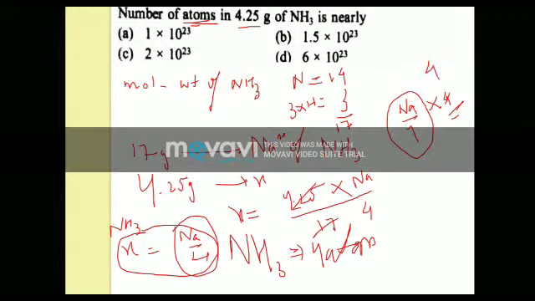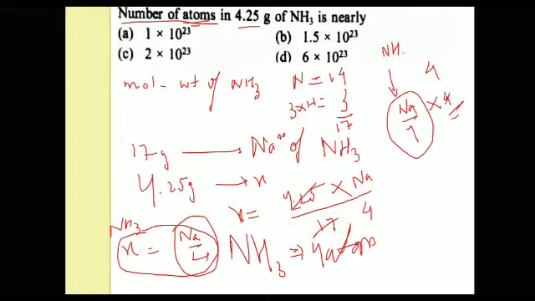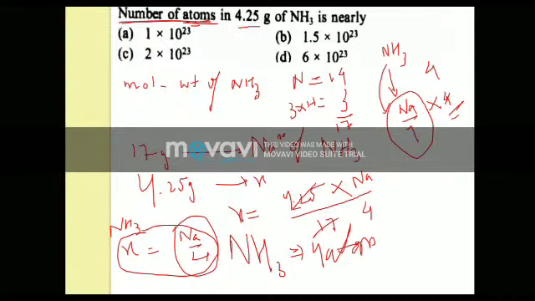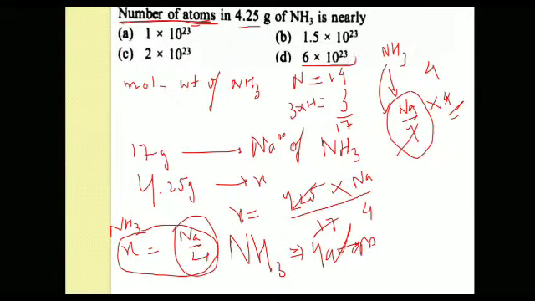So if you multiply it by 4, you will get the number of atoms, because this is the number of NH3 molecules. How many NH3 molecules are present? This will give you the number of NH3, but the question is about the number of atoms. How many atoms are present? For this, if you just multiply and divide, you will get Avogadro's number. So which is the nearest answer? This is the nearest and correct answer.